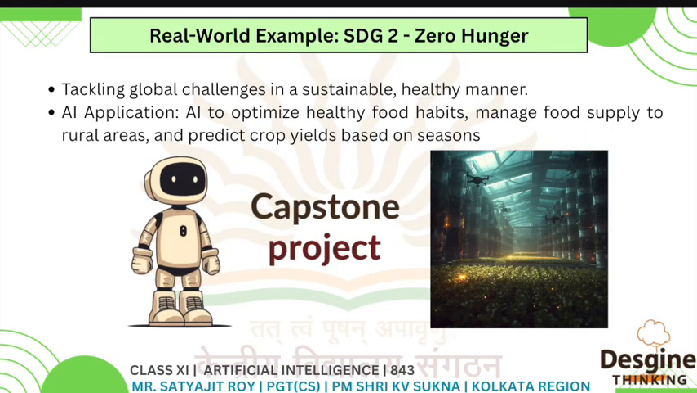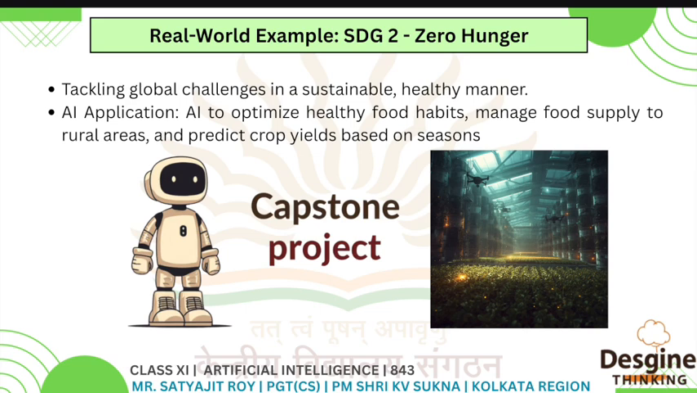So let us take one example of how you will connect your capstone project to this SDG. If you think about a simple problem, for example, take SDG 2, that is zero hunger, right? So tackling global challenges in a sustainable and healthy manner. That is what we are doing in this SDG. So an AI application, for example, to optimize healthy food habits, manage food supply to rural areas, and predict crop yields based on seasons.